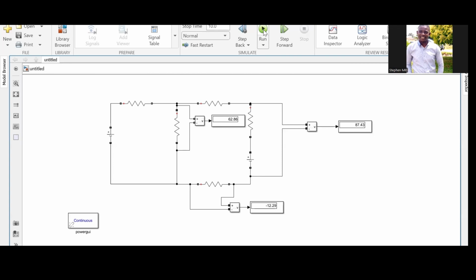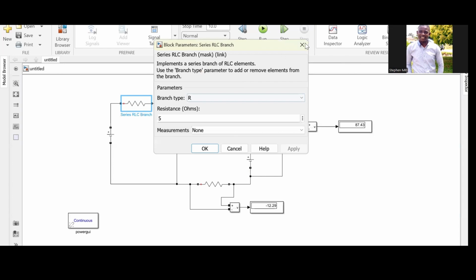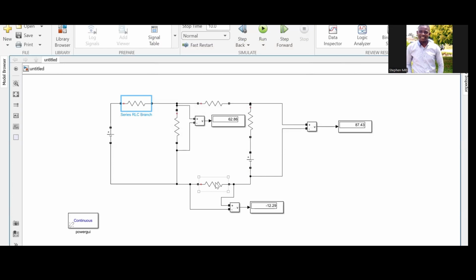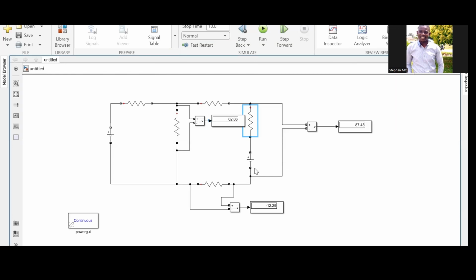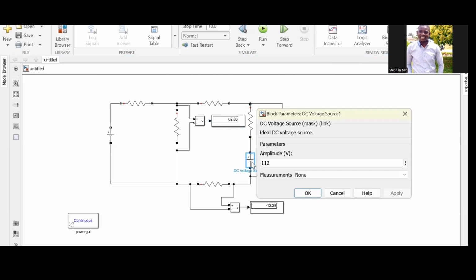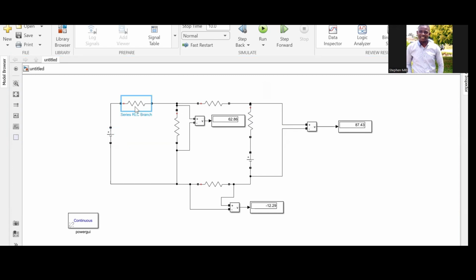Did I change anything? Let me see, is everything okay? It's a 40 ohm. This is a 5 ohm resistor, right? This is a 2 ohm resistor. This is a 4 ohm resistor. This is a 112, that is 4 by 28, that is 112, okay? This is a 40-volt source. So it seems like it's giving us that.